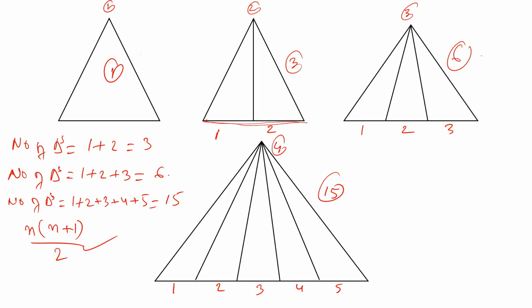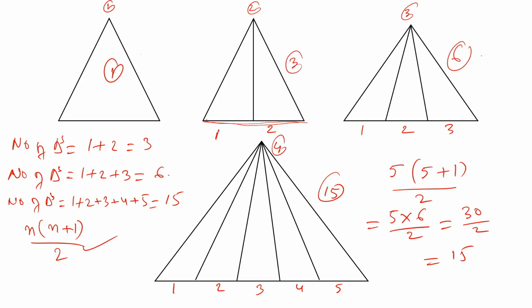So let's take figure number 4. The n will correspond to 5. So 5 multiplied by 5 plus 1, which is 6, divided by 2, which is equal to 5 multiplied by 6, which is 30, divided by 2, equal to 15. So in figure number 4, 15 triangles are there.